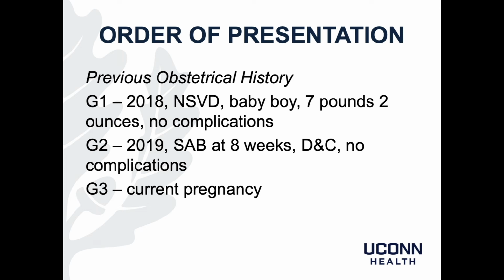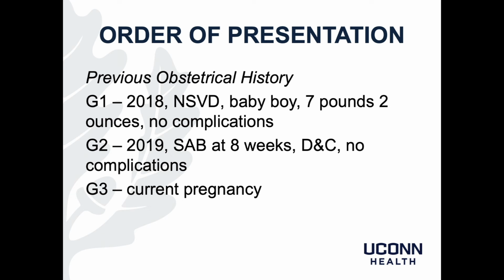So if you got a patient who, again, is a G3P1011, you want to give us all these details. So in G1 in 2018, she had a normal spontaneous vaginal delivery of a baby boy who weighed 7 pounds 2 ounces with no complications. G2 is in 2019. She had a spontaneous abortion at 8 weeks. She had a D&C with no complications. And G3 is her current pregnancy.